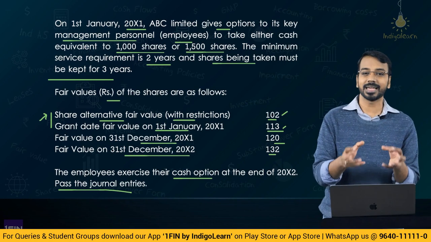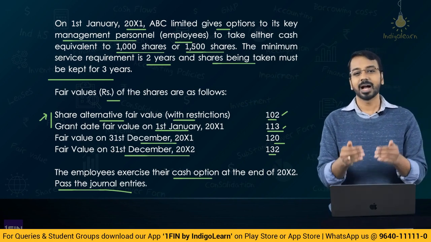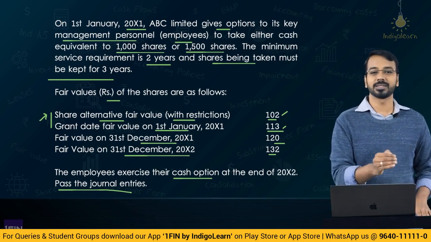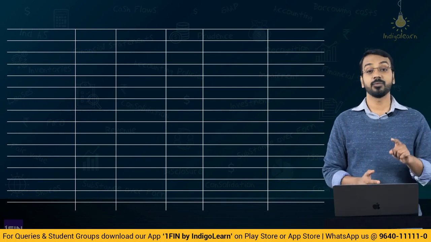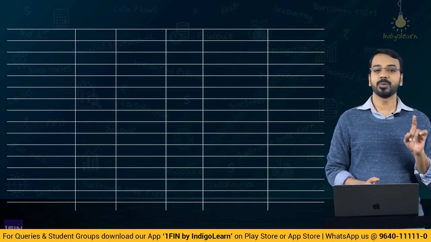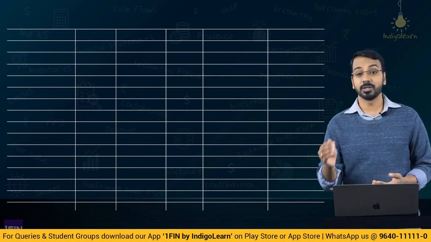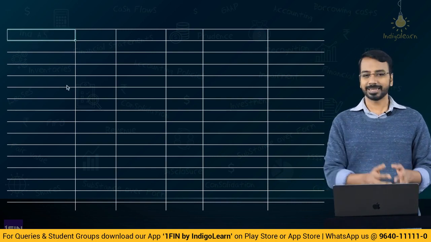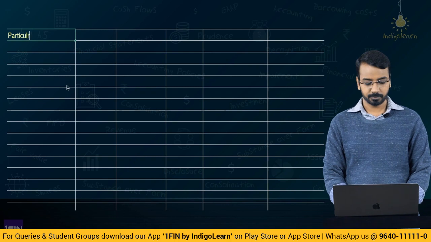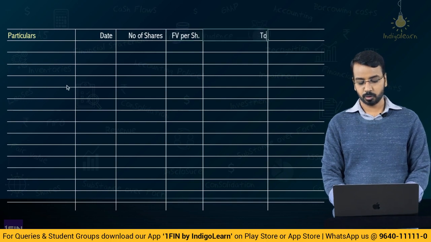And it is a transaction where there is an equity alternative and also a cash alternative. Let us see how we recognize this transaction and pass the necessary journal entries. Now in this case there is a share based payment transaction with cash alternative, and the employee has the option. So we have to determine the liability component and the equity component. Let us write down the data: particulars, date, number of shares, fair value per share, total fair value.